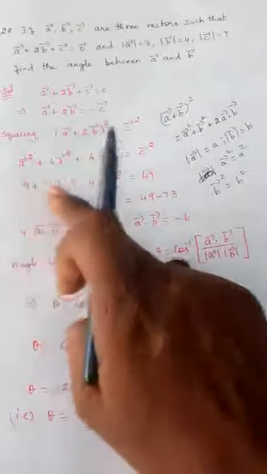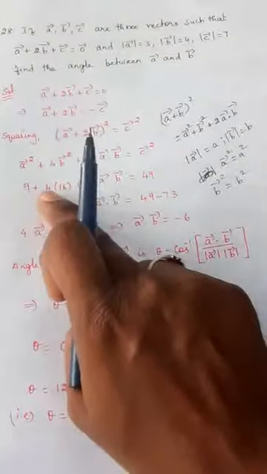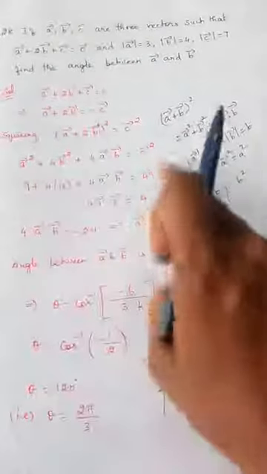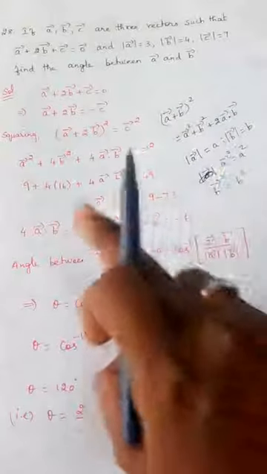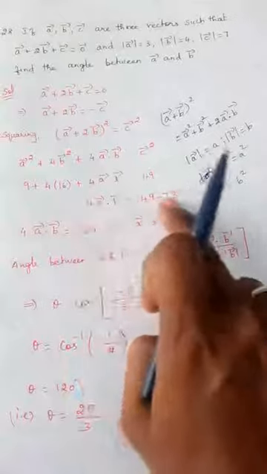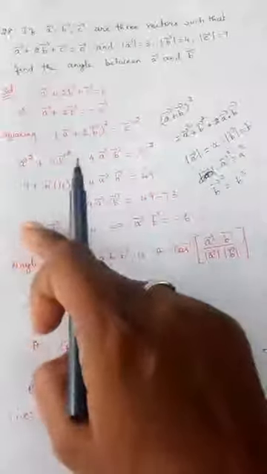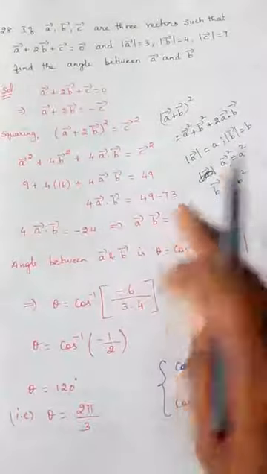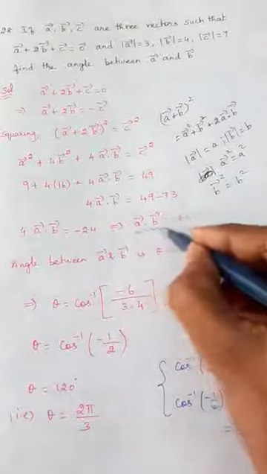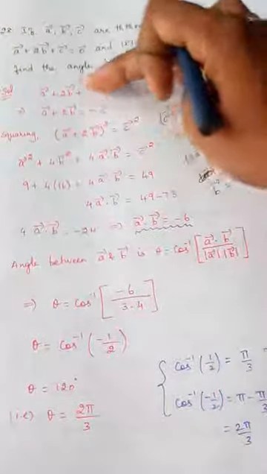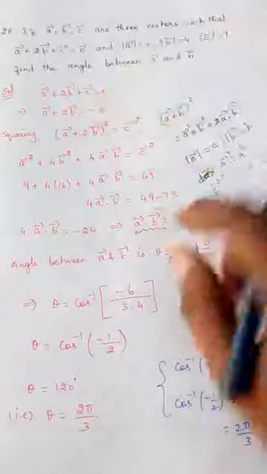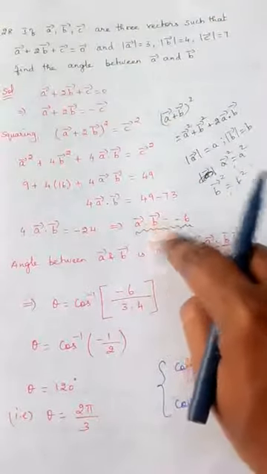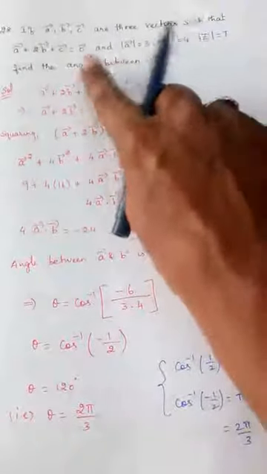Simplifying this, 9 plus 64 is 73, which is taken to the other side as minus 73. Subtracting this, the answer is minus 24. Cancelling in the 4 table, minus 6 is the answer for A vector dot B vector. So from this given condition, we are simplifying and finding the value of A dot B, because our aim is to find the angle between A and B.